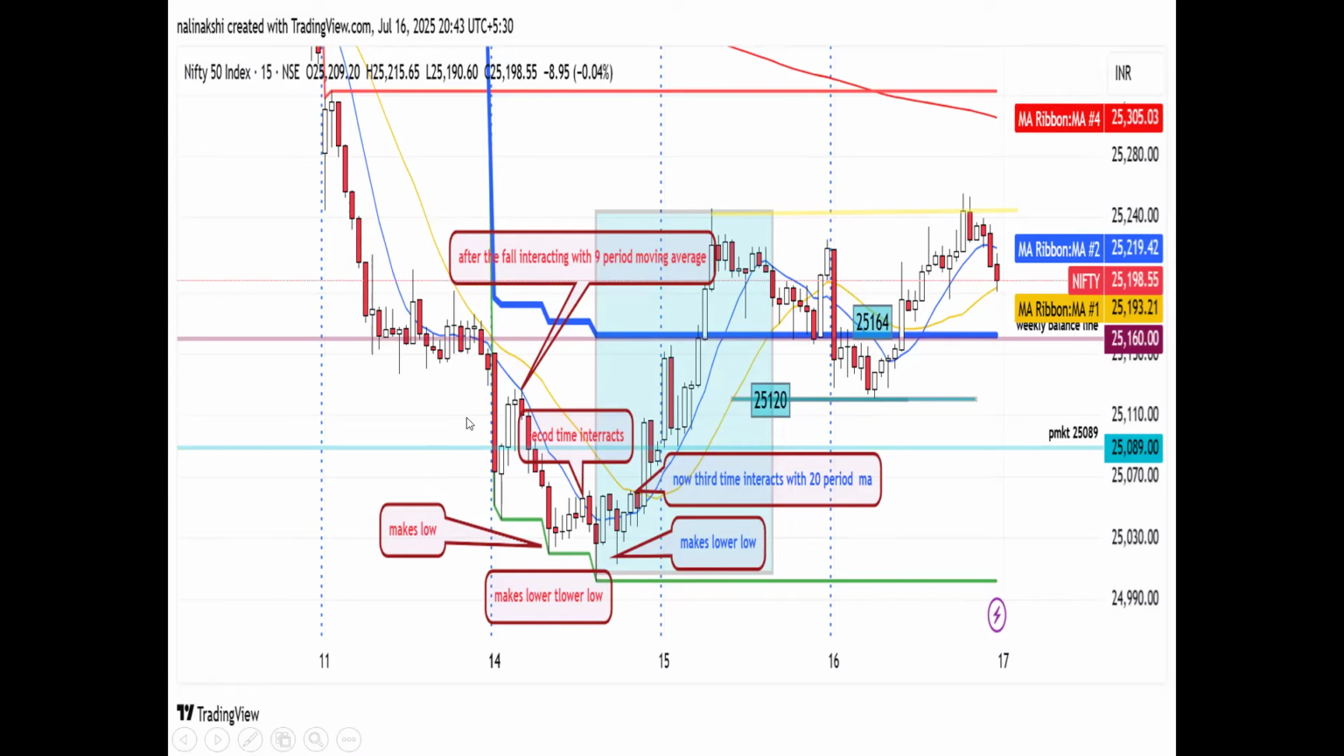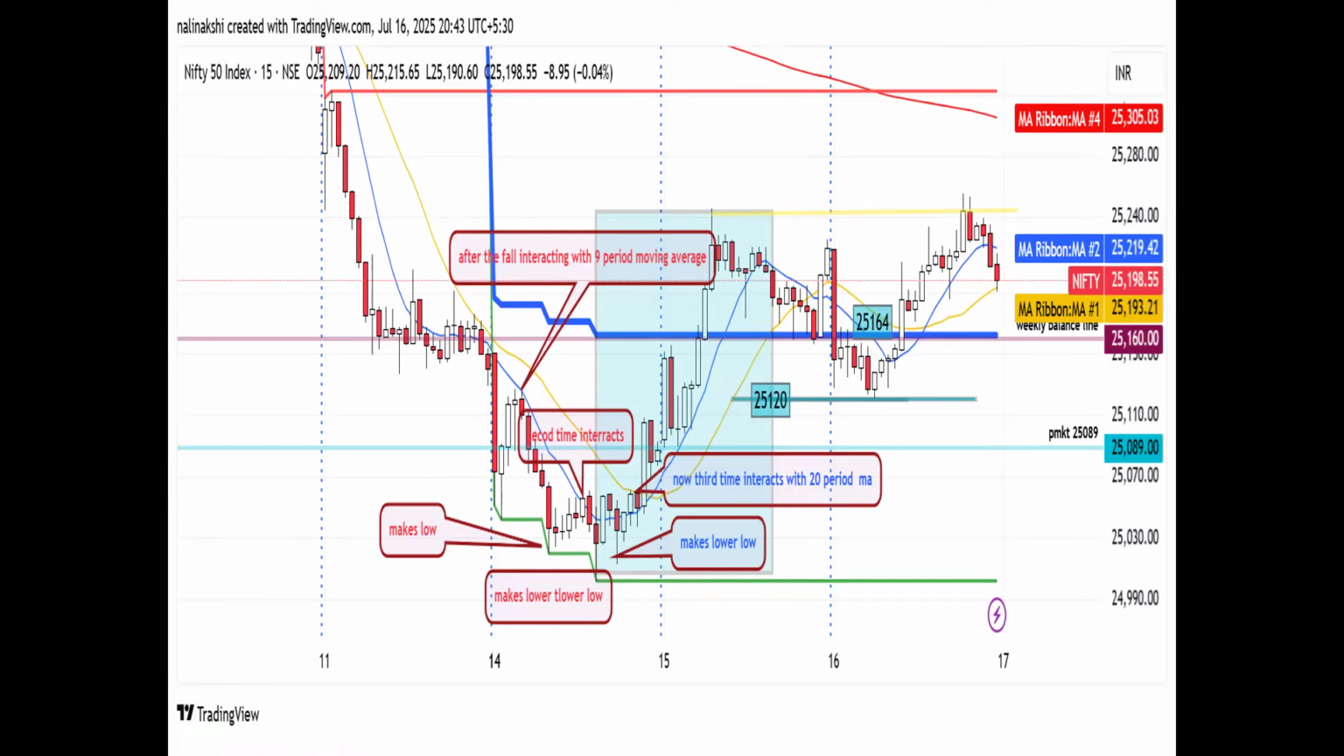You can see the moving averages, they were constricted over here, then they started widening there. Here comes the catch. How it started building strength in the market, same interaction with the difference. Here you can see on Monday, the first 5-minute candle, 15-minute candle, it made a low and it started pulling back and interacted with the 9 period moving average.